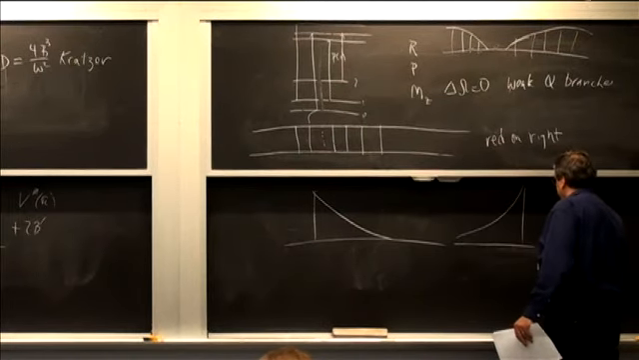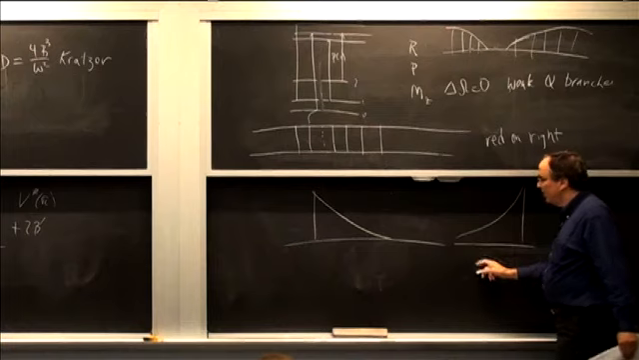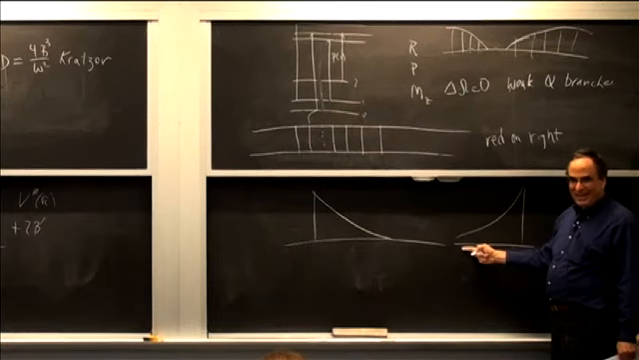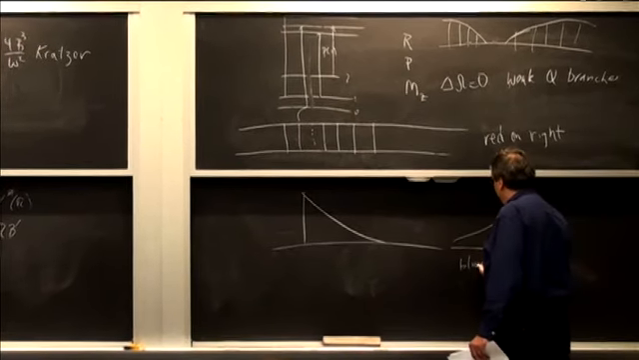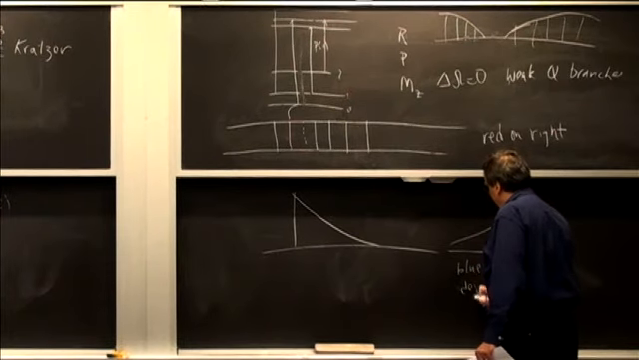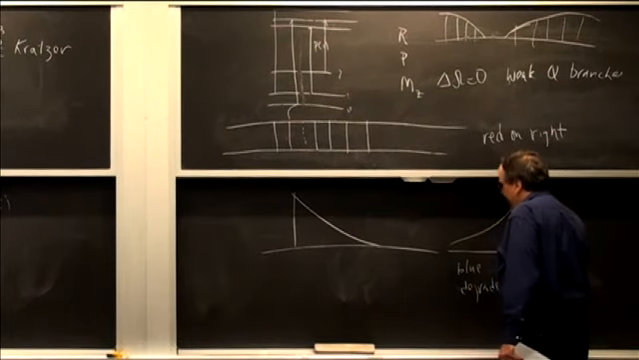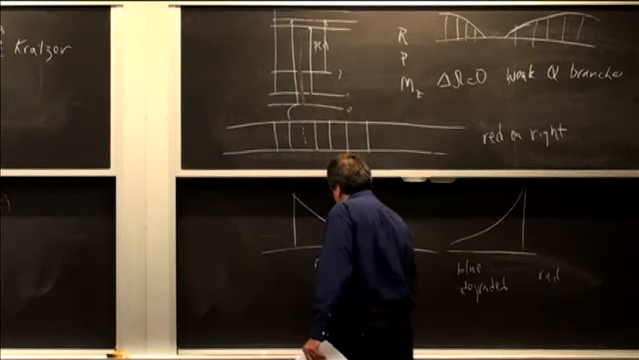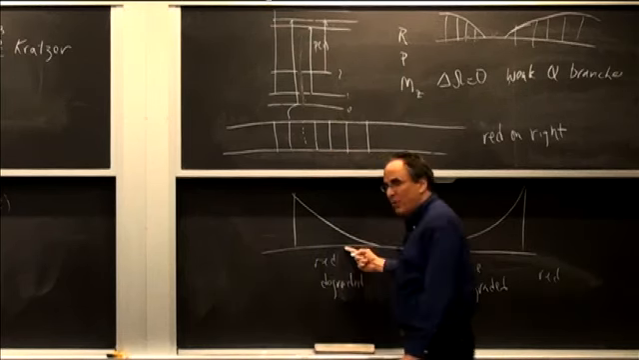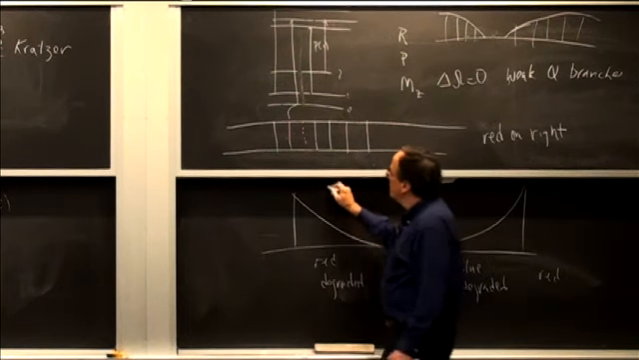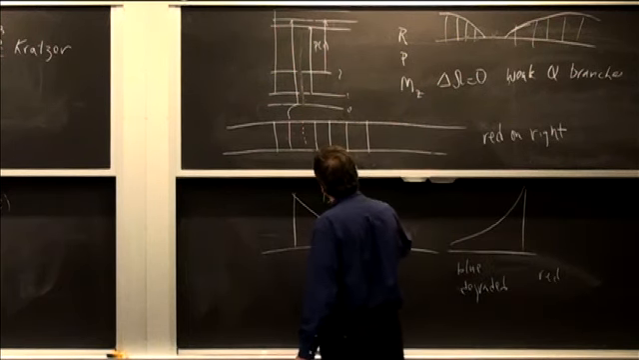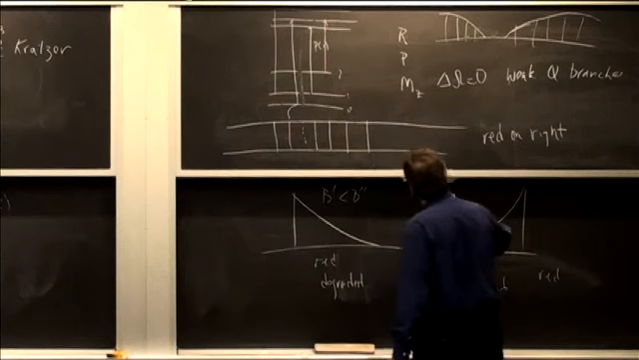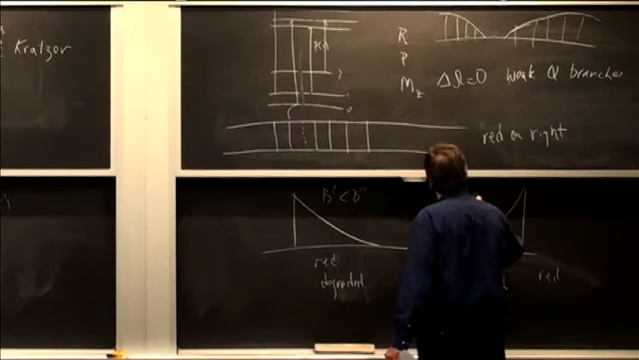This is red on the right. And so this is called blue degraded. And this is called red degraded. This is the more usual situation. This means B prime is less than B double prime. And this means B prime is greater than B double prime.